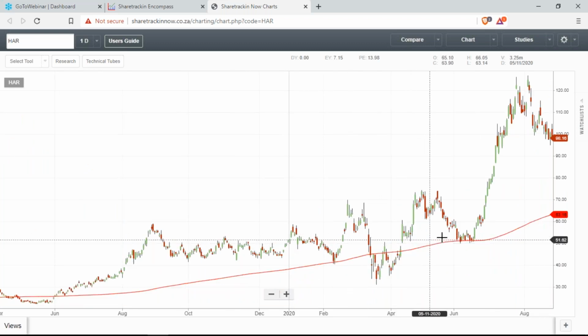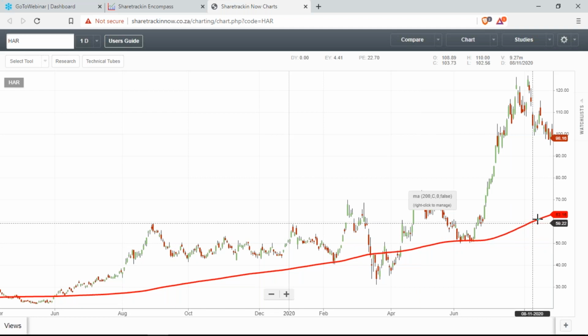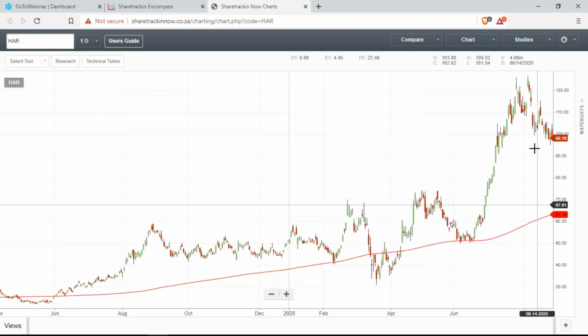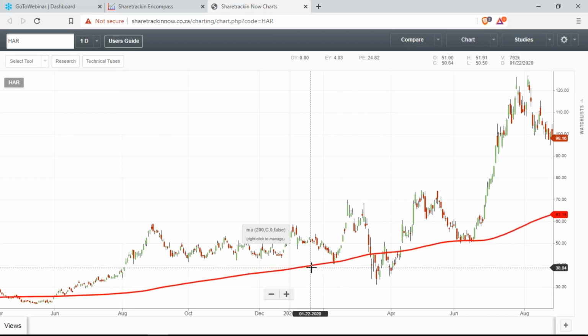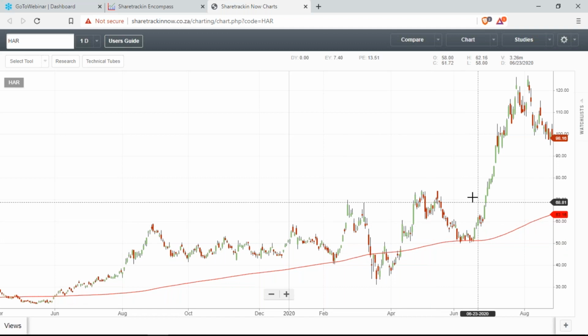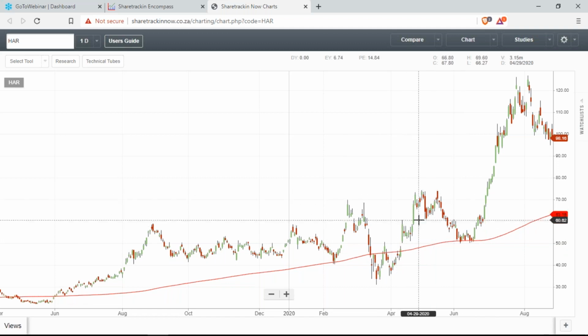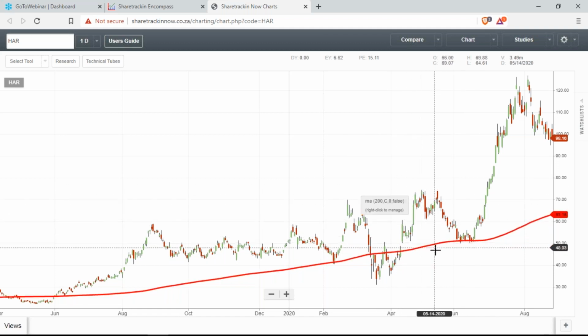Further on, this is my moving average. So this is the average price of the share. I can see whether my share is above average or below average. So ideally, you want this line to move up and you want your share above this price, above your moving average.